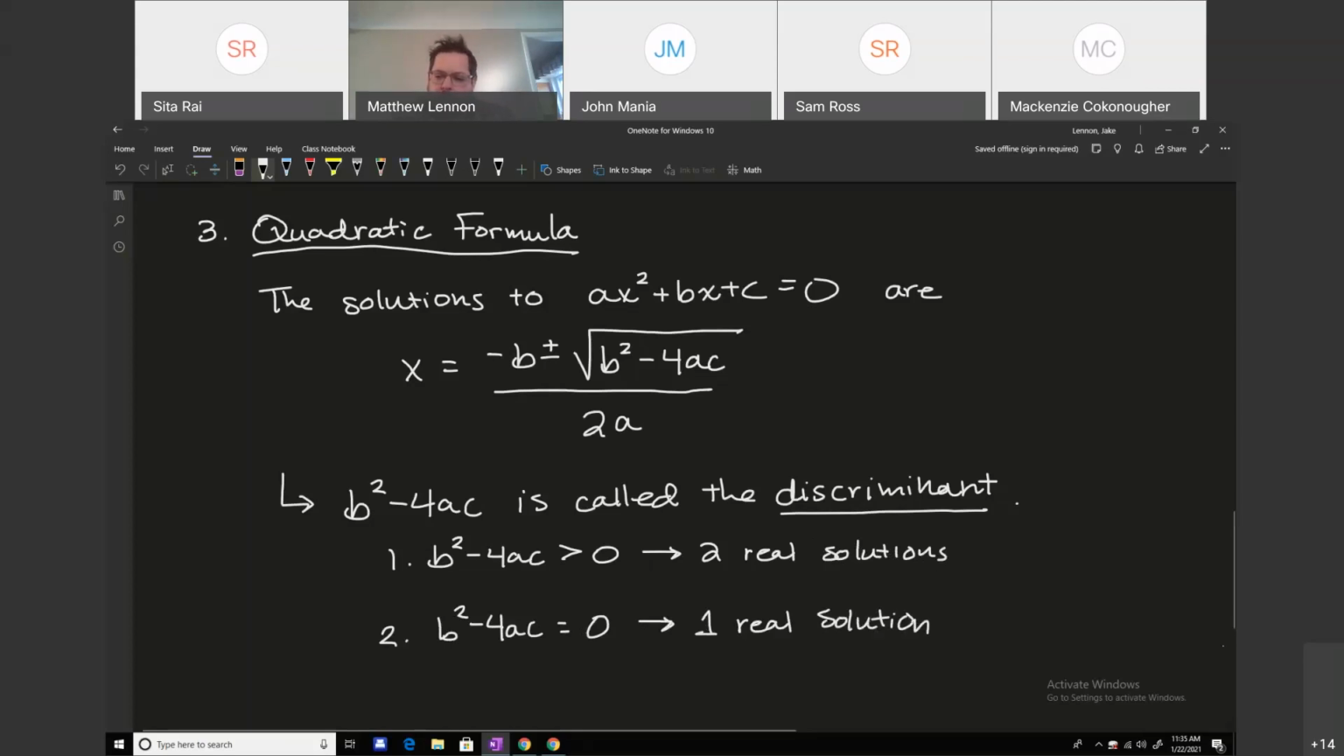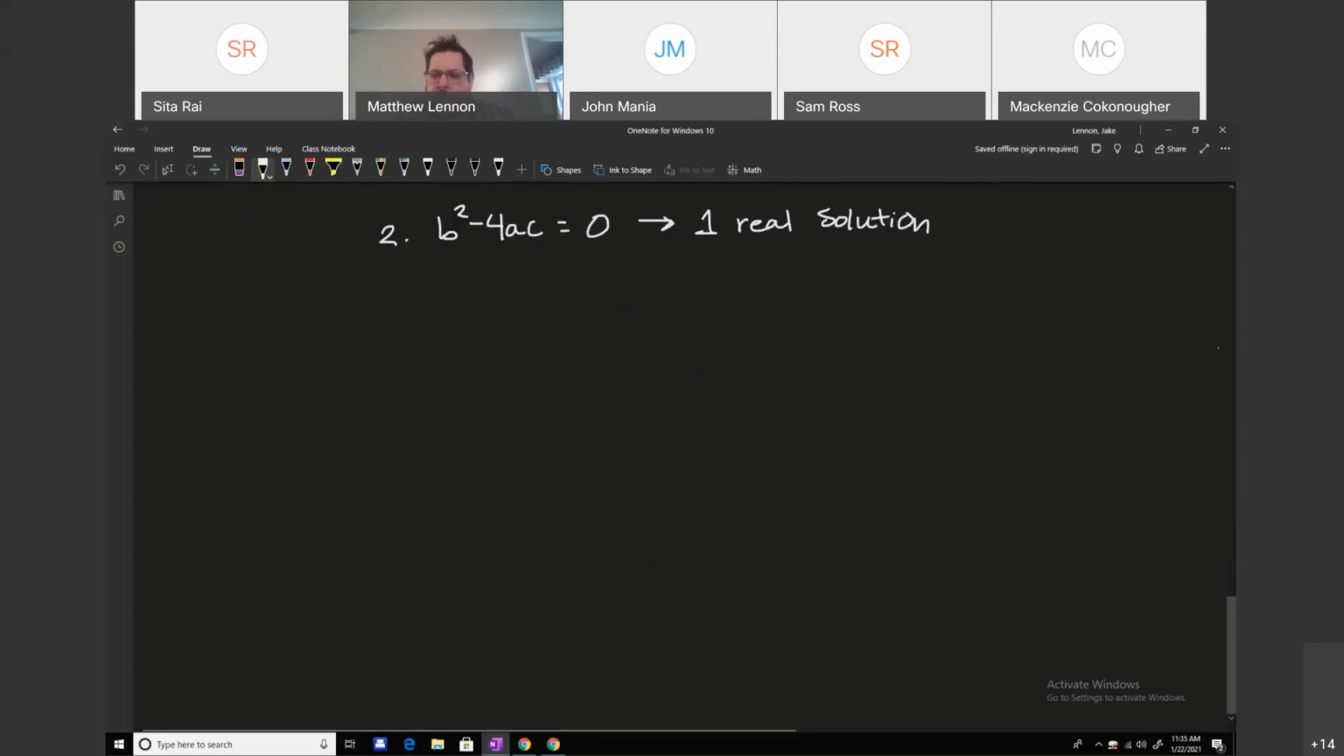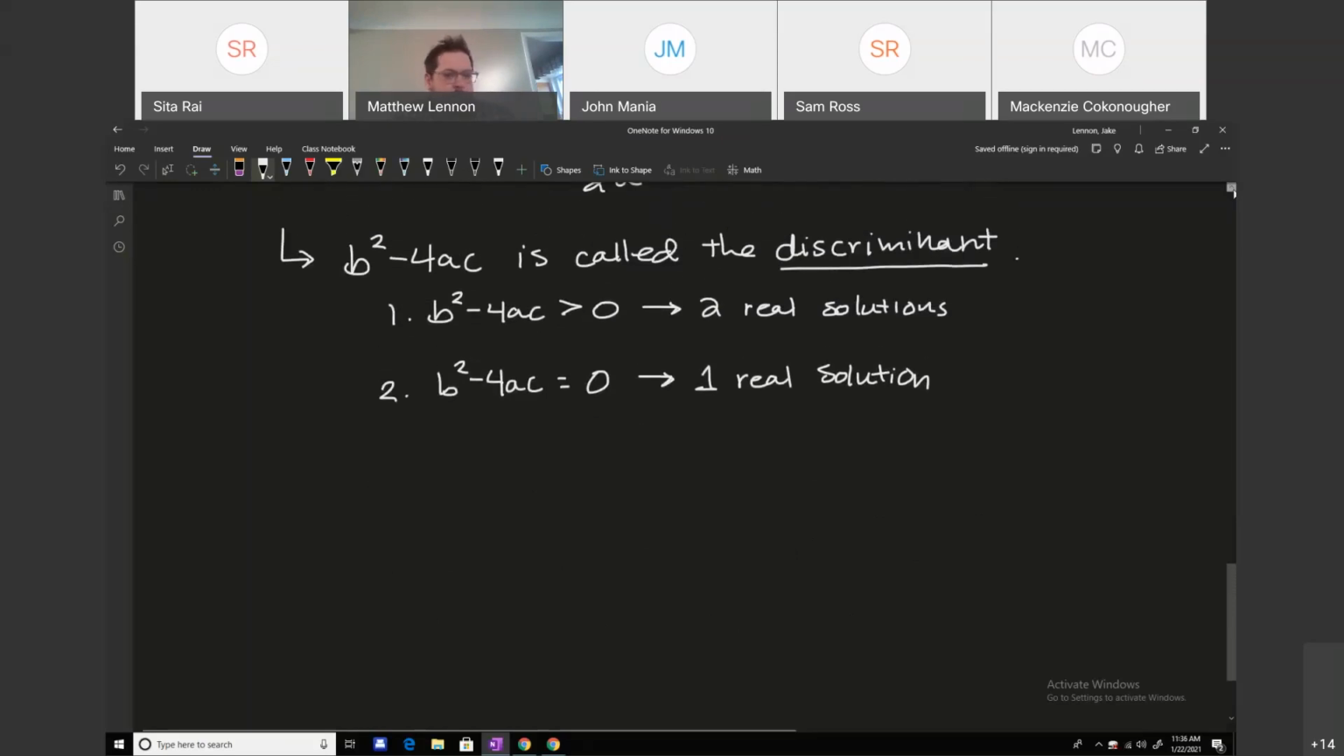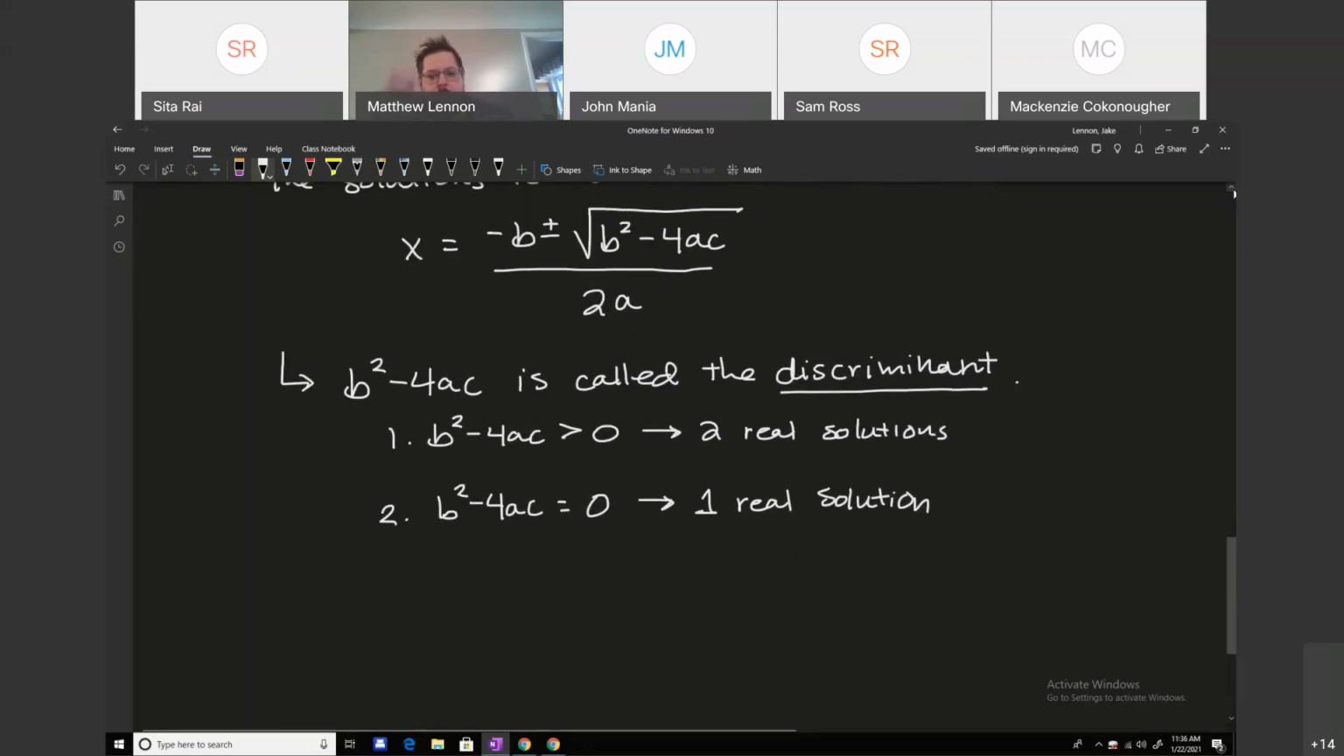And the third option is it can be negative, in which case we'll have no real solutions. You would have some complex solutions, but again, we're not really dealing with complex numbers in this class. So we have b squared minus 4ac less than 0. So this is 0 real solutions.